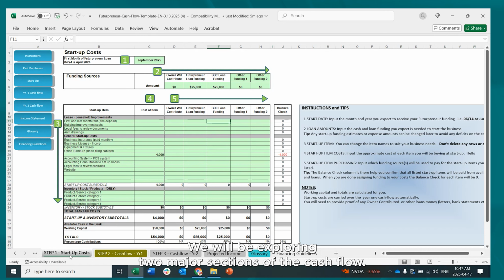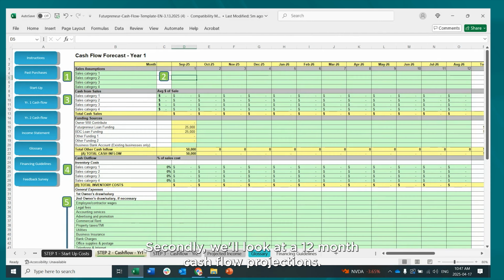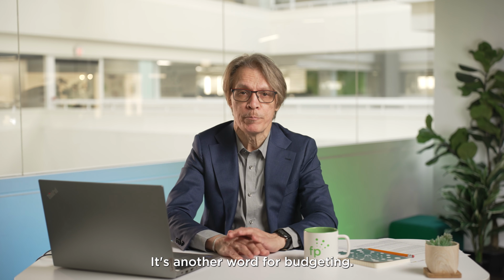We will be exploring 2 major sections of the cash flow. First, the startup cost, which is the amount of money you need in the first year to get your business off the ground. Or if you've already started the business, the money you need in the next year to move it forward. Secondly, we'll look at a 12-month cash flow projection. A cash flow is done month by month, estimating money coming in less money coming out of the business. It's another word for budgeting.